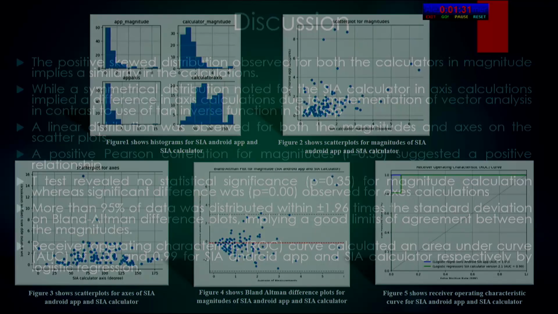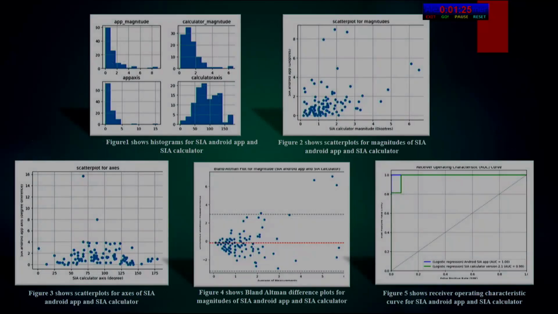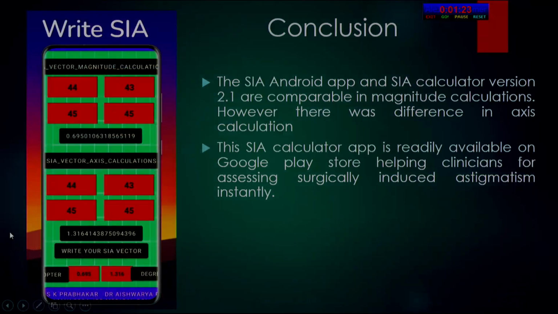shows an area under the curve of 1 and 0.99 for our app and for the SIA calculator respectively, by logistic regression. So this is the user interface of the Android SIA calculator app, which has already been uploaded to the Google Play Store and is readily available for clinicians for assessing surgically induced astigmatism instantly.